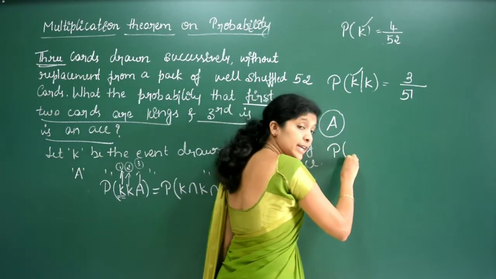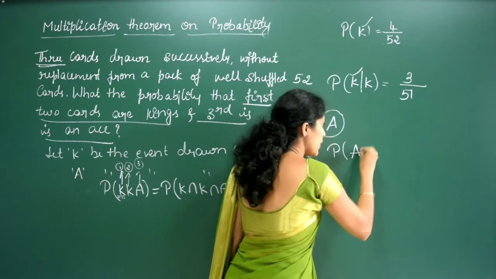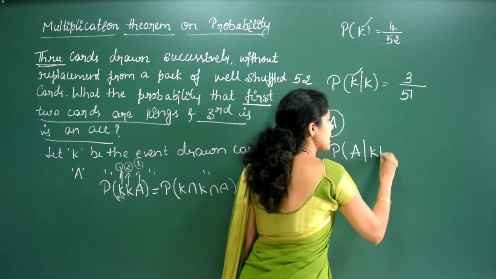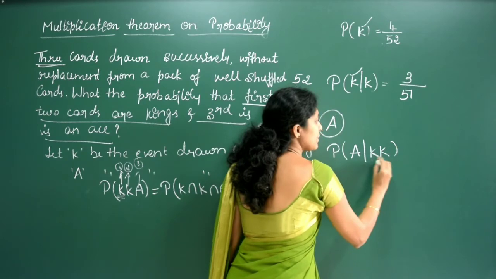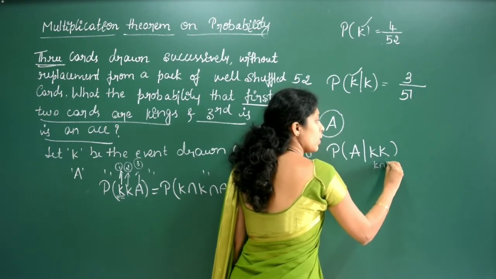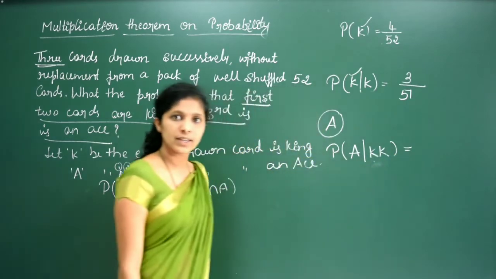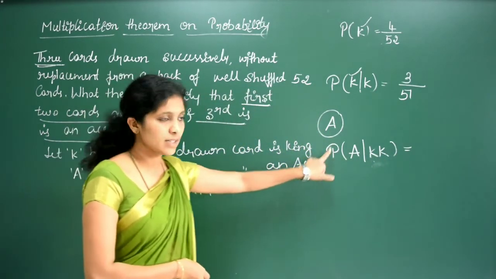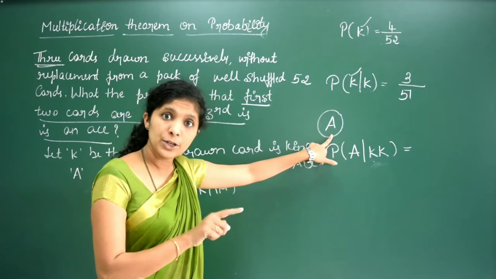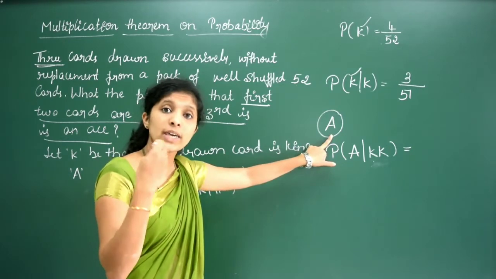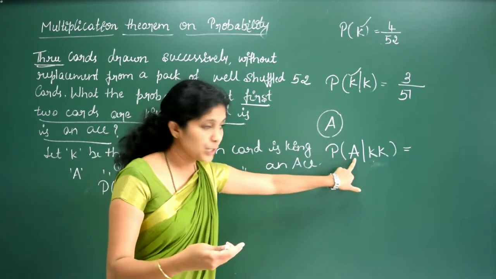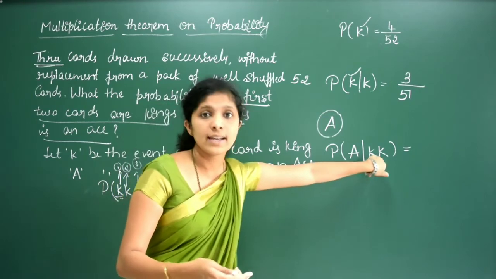Probability of finding an ace where K has occurred and K has occurred. Here this can be written as K intersection K. Probability of A given K and K. Now we are finding the probability of an ace where 2 kings have already occurred.